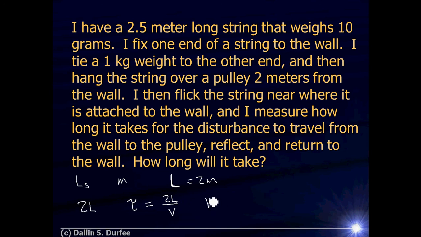Well, we know the velocity of waves on a string is just the square root of the tension divided by the linear mass density, all right? So here's our equation. The time is just 2L divided by the speed of the wave, but the speed of the wave is the square root of the tension over the linear mass density. All right, so how do I find the tension? The tension is just equal to, right, the force on the string, right?